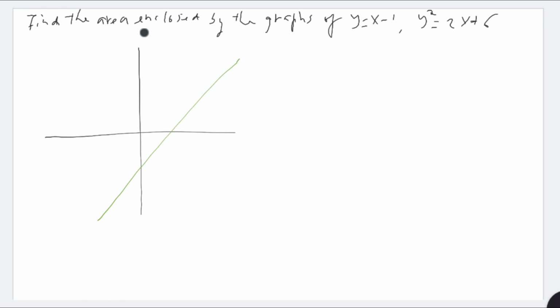Y squared equal to 2x plus 6. It's not very clear what it looks like, but let me rewrite. Let me solve for x. So subtract 6, divide by 2, it would be x equals 1/2 y squared minus 3. So I can see this is a parabola opening to the right. So I'm going to graph it. It will look like this.